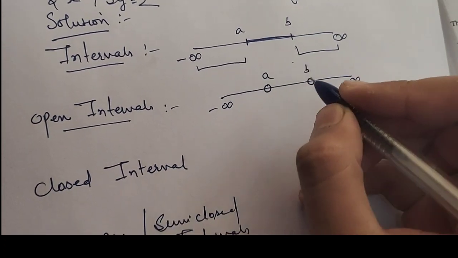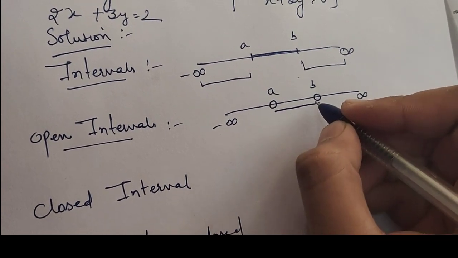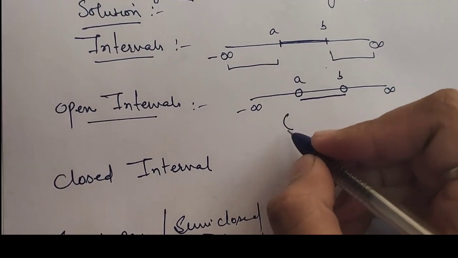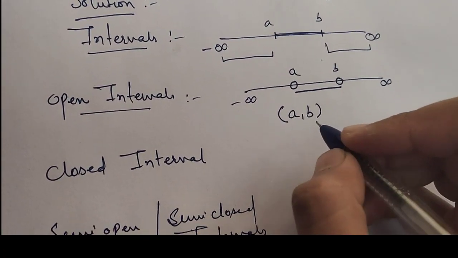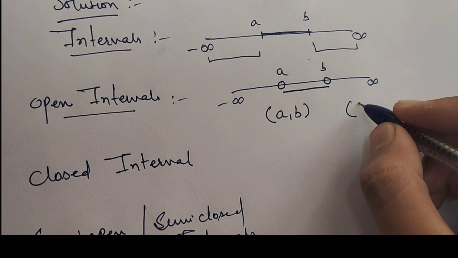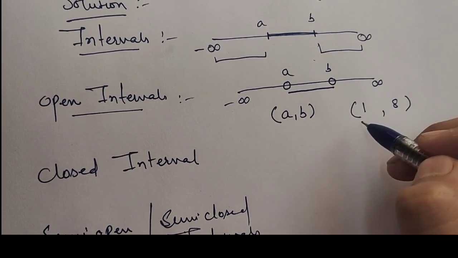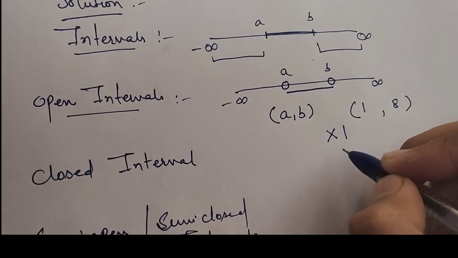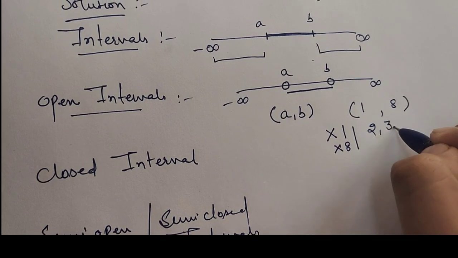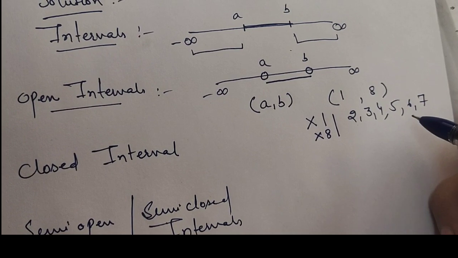Open interval: if we draw it on the number line, it is represented as a hollow point at A and B, which means it considers the points in between A and B but not exactly A or B. You can write it as a round bracket (A, B). For example, (1, 8) is an open interval. This means the interval doesn't contain 1 and doesn't contain 8, but in between all: 2, 3, 4, 5, 6, 7.